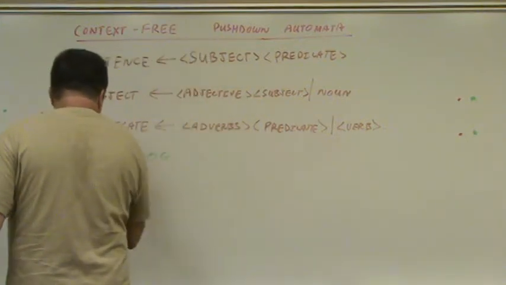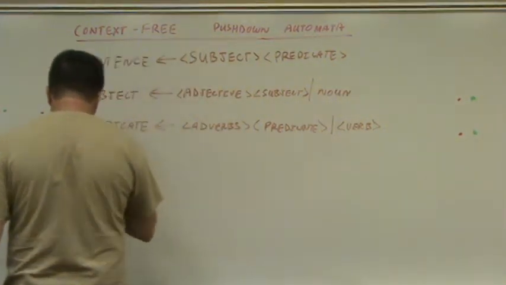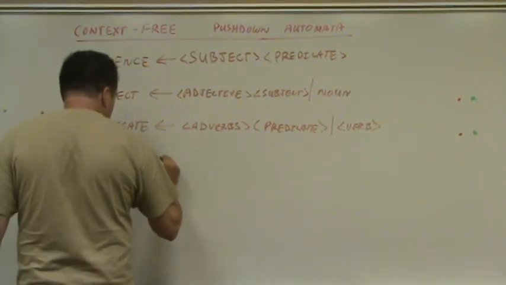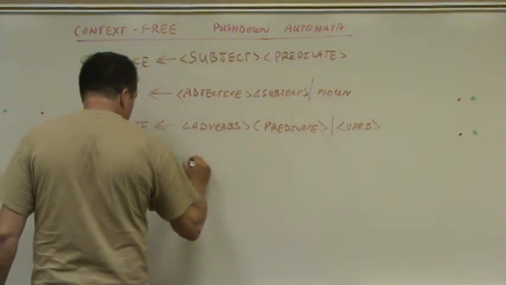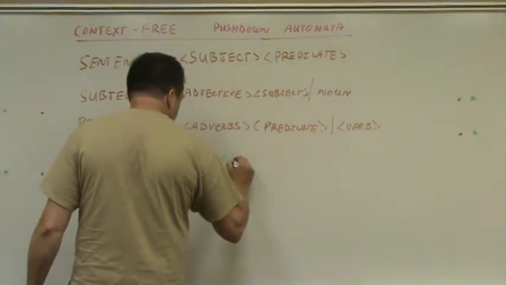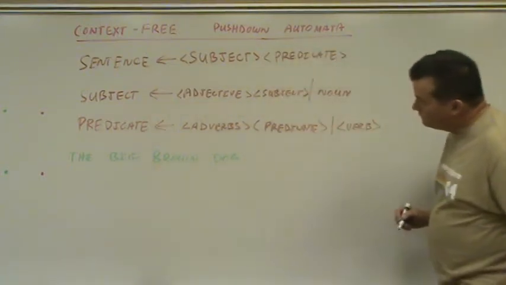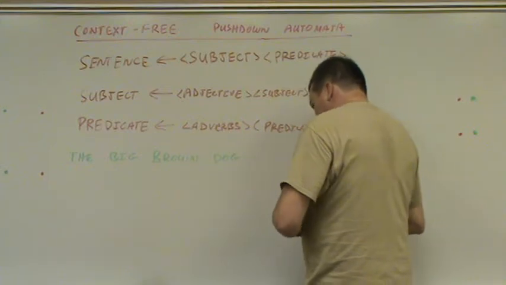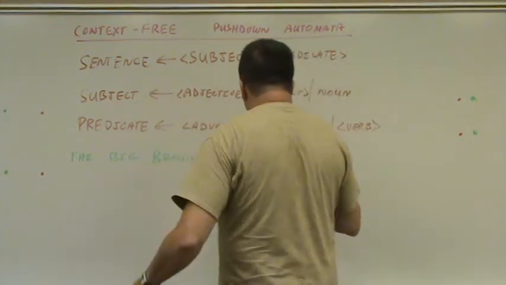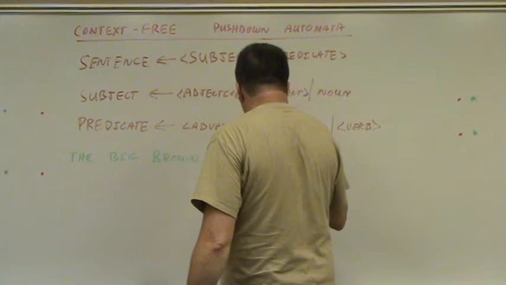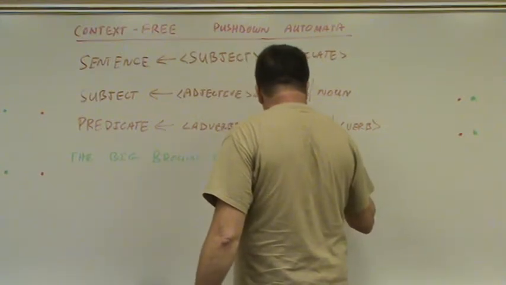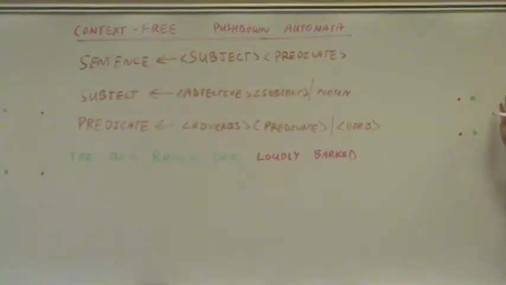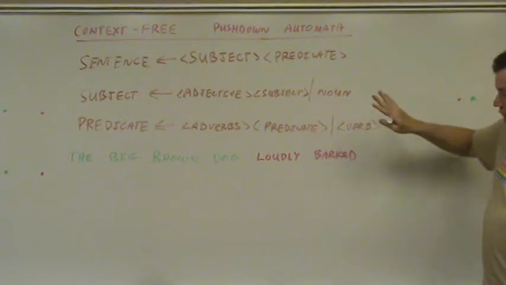But if we said maybe, the big brown dog, and the way I wrote this, all the adverbs have to be before the verb, so I'm going to say loudly barked. This would actually be considered a legitimate sentence the way I wrote out the grammar.